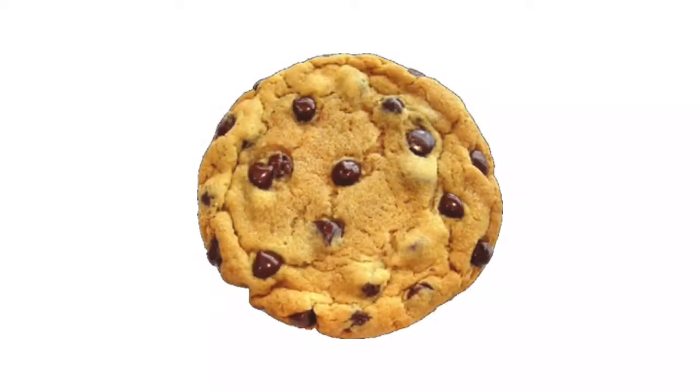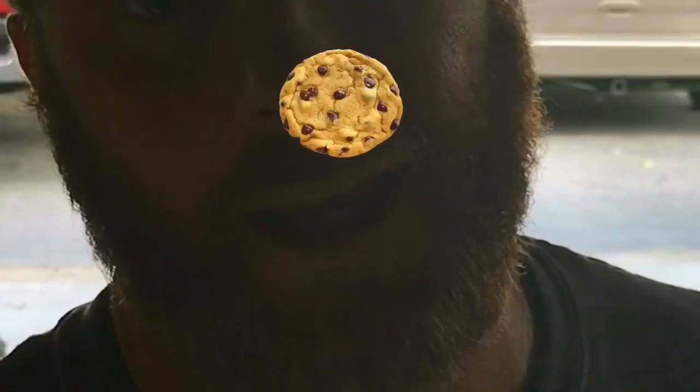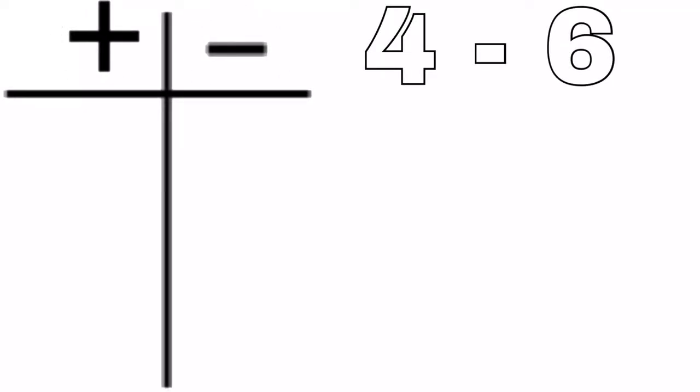Let's try another problem, but this time let's use what I like to call cookies. So we are going to use another T-chart with a positive and a negative, and we're going to try to solve 4 minus 6.